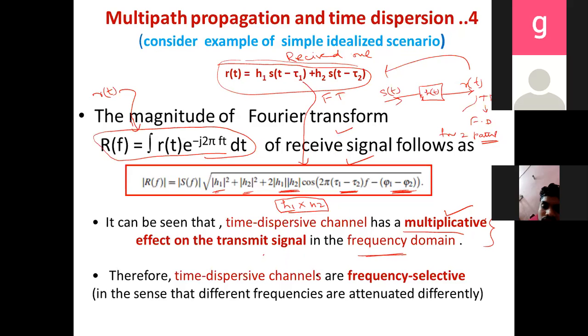Therefore, time dispersive channels are frequency selective. This multiplicative effect means it's frequency selective. We'll discuss what this frequency selective means. It's because of the multiplicative effect of H1 and H2, in the sense that different frequencies are attenuated differently. So this is how frequency selectivity comes into the picture in a wireless communication channel.